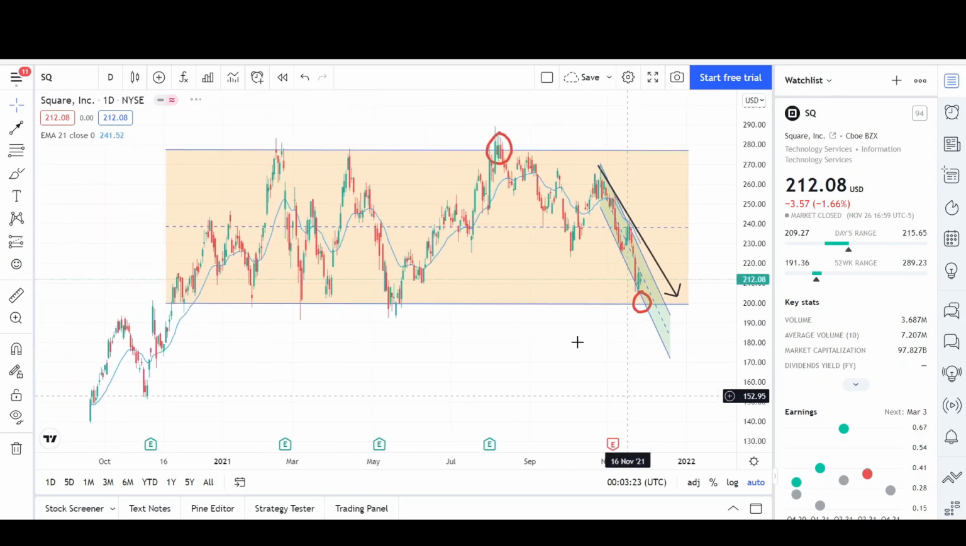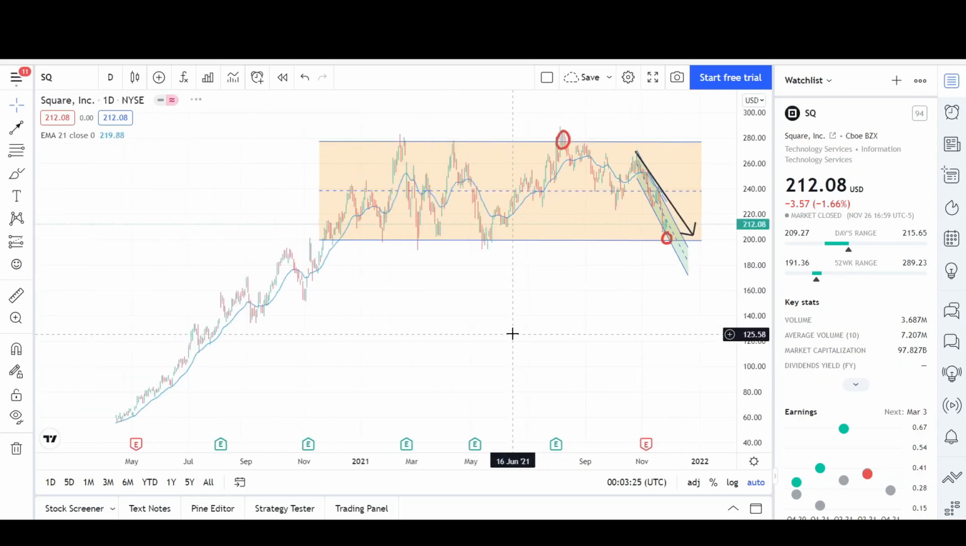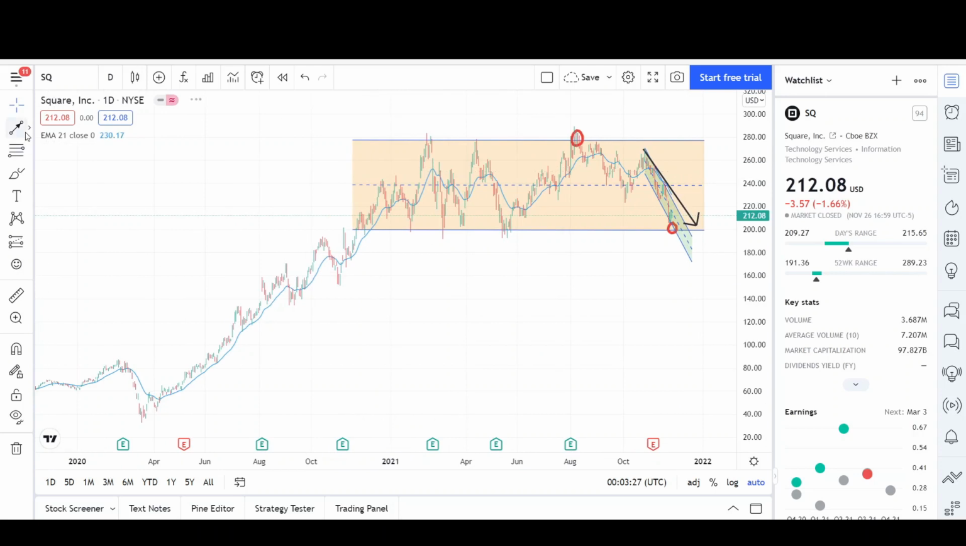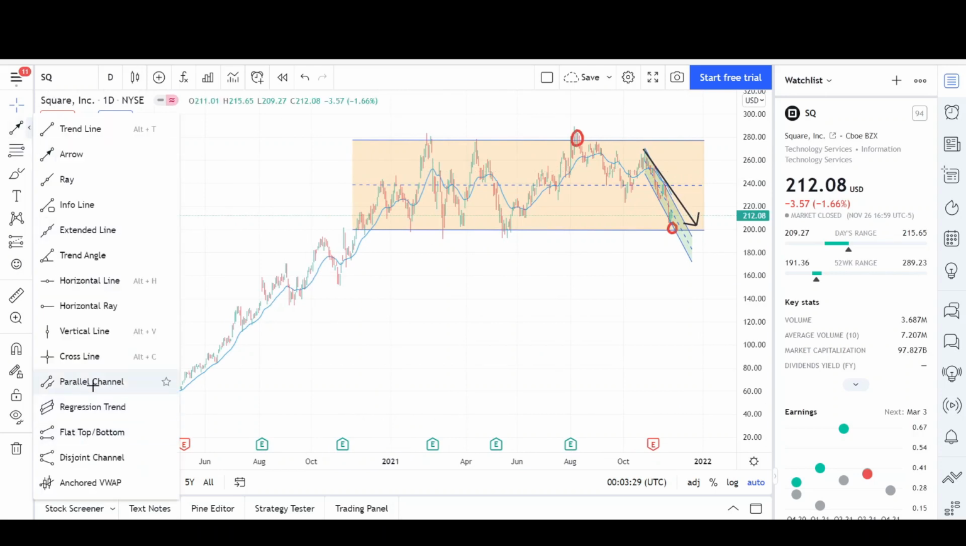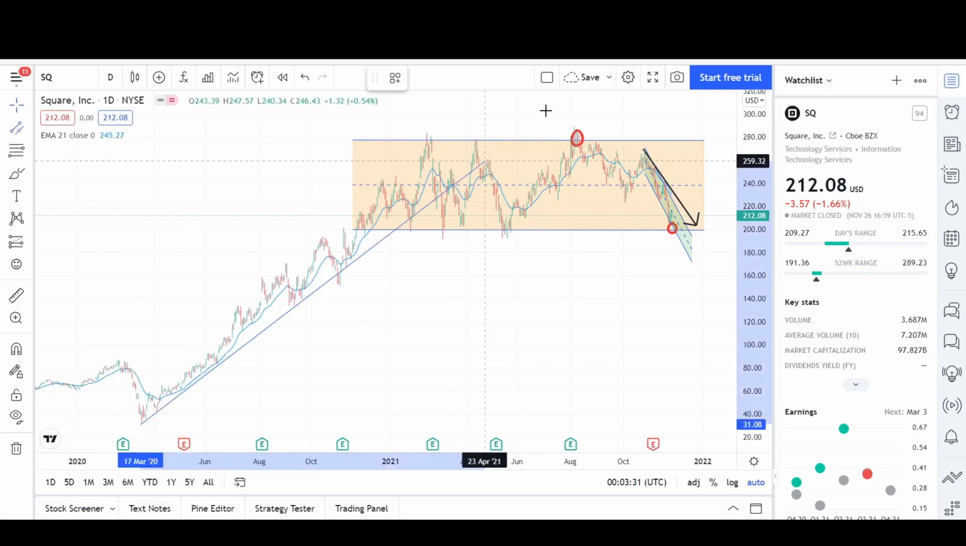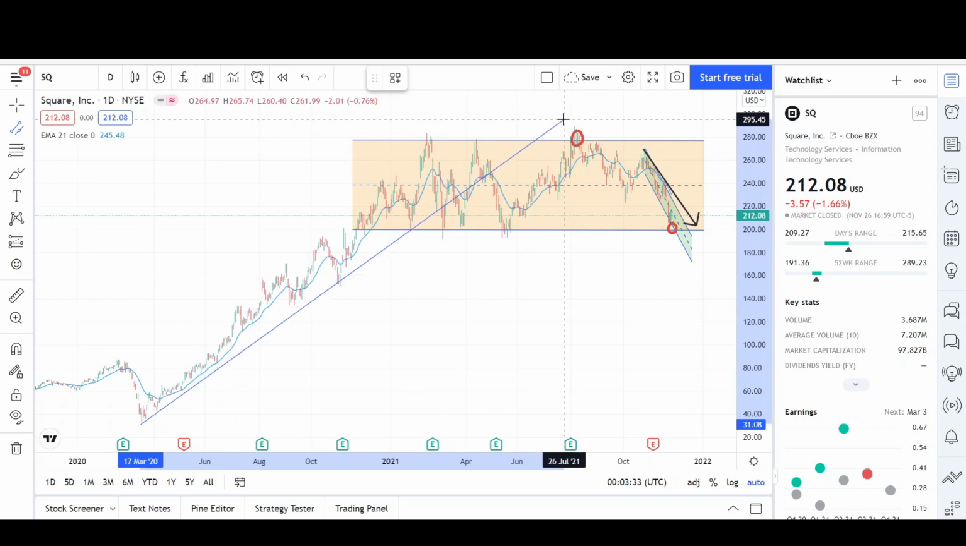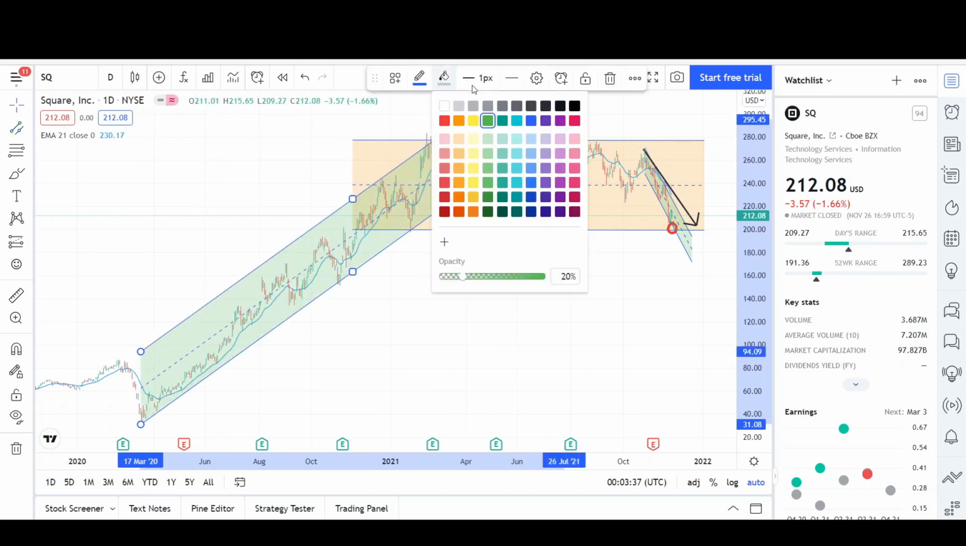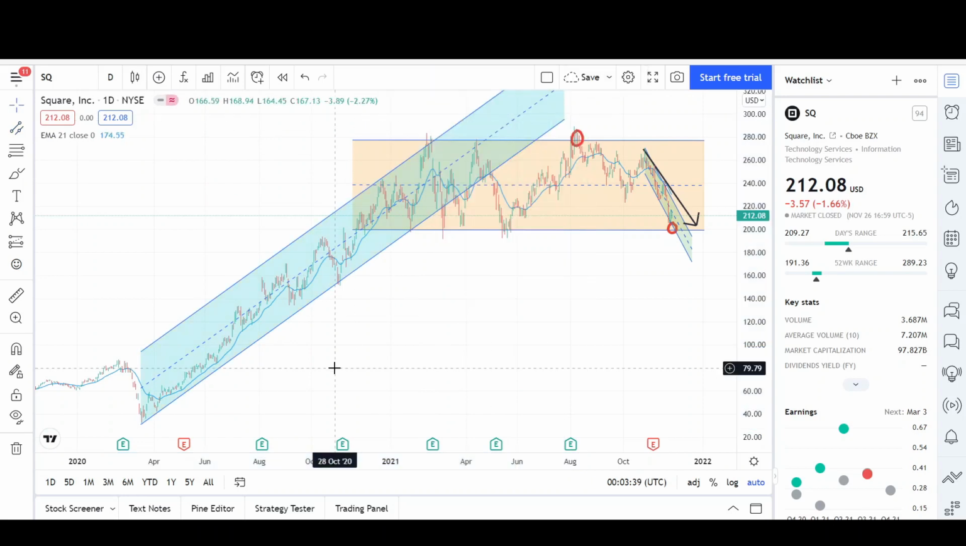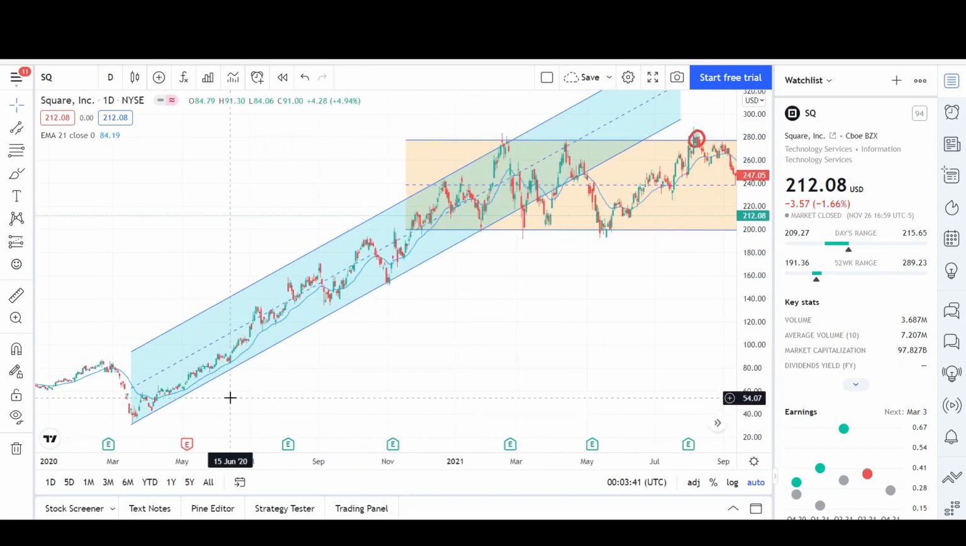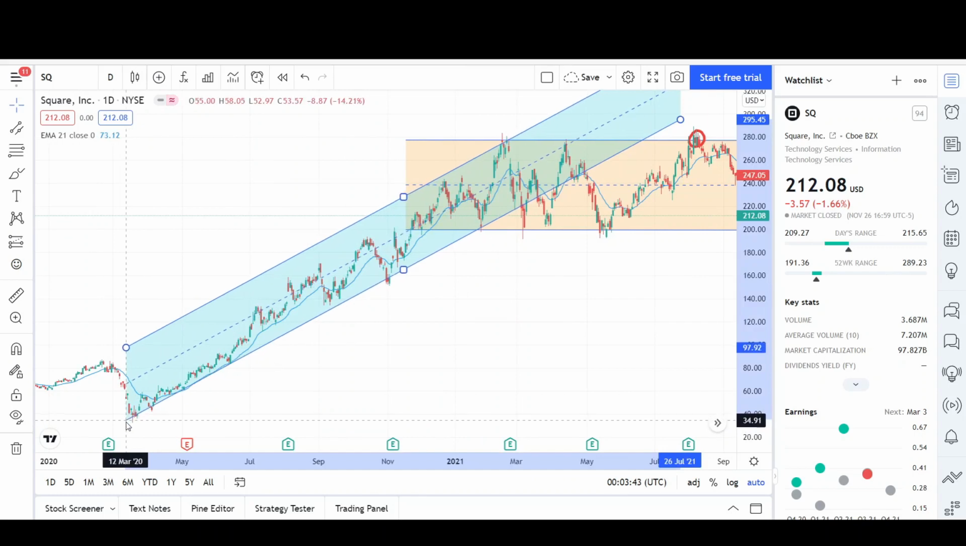This chart is very similar to PayPal's chart where we had an uptrend. I'll show you guys that right now. So PayPal had an uptrend just like this stock right here. Let's go ahead and make this one blue. Let me zoom in a little bit better and make sure I have this correctly drawn.